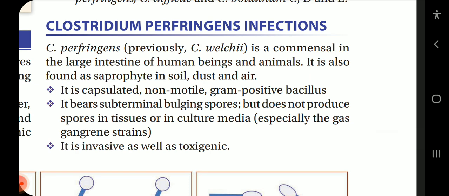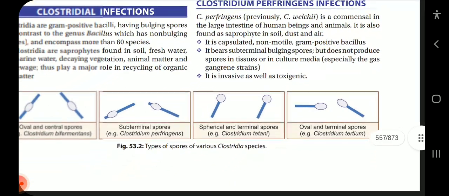Clostridium perfringens, previously called Clostridium welchii, is a common commensal in the large intestine of human beings and animals. It is also found as a saprophyte in soil, dust, and air. It is a capsulated, non-motile, gram-positive bacillus. It bears a subterminal bulging spore but does not produce spores in tissues or in culture media, especially the gas gangrene strains. It is invasive as well as toxigenic.